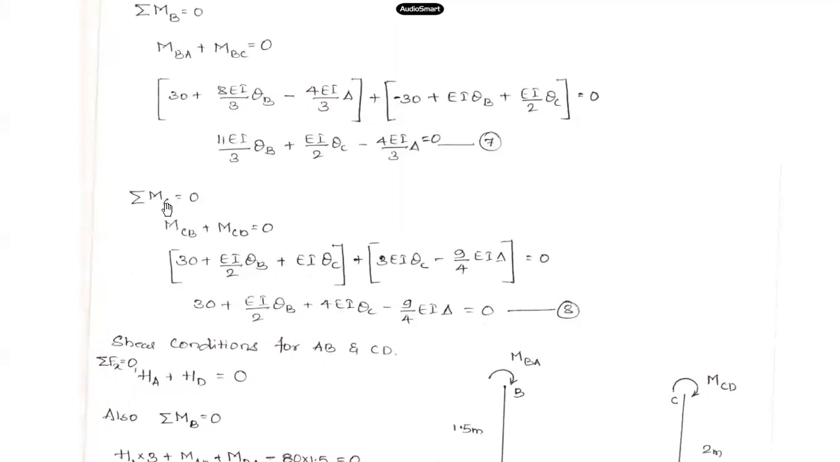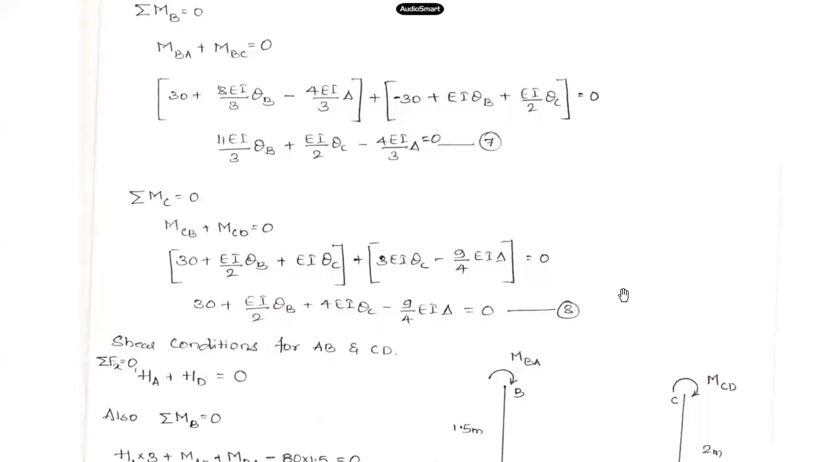The next condition of equilibrium is that summation of moment about joint C should be 0. So MCB and MCD, these are the 2 members which are connected at joint C, CB and CD. So MCB plus MCD should be 0. When I use the equations from the slope deflection equation for CB and CD, and simplify, this is what you have from the second condition of equilibrium: 30 plus EI by 2 into theta B plus 4 EI into theta C minus 9 by 4 EI delta is equal to 0. That is one more equation.